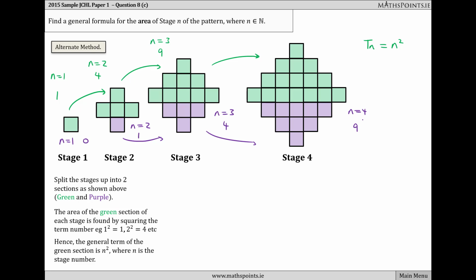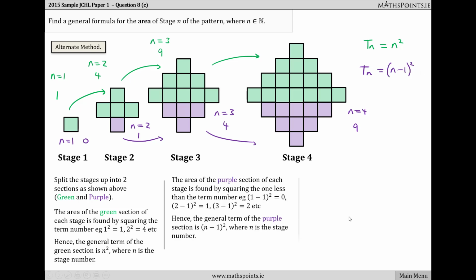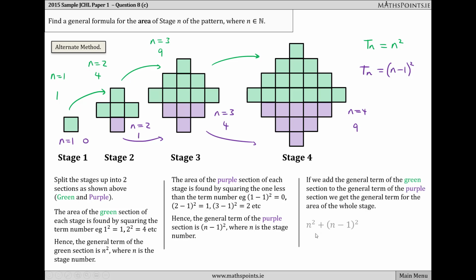3 squared is 9. So for the purple squares, we can see that what's happening for the general term is that we are subtracting 1 from n and squaring it to give us the number of squares in the purple section. Okay, the final thing is, if we want an overall formula for the number of squares in each stage, we need to add these two things together, because they're only giving us the number of green and number of purple squares respectively in each stage. The total number of squares in a stage is found by adding those two things together.